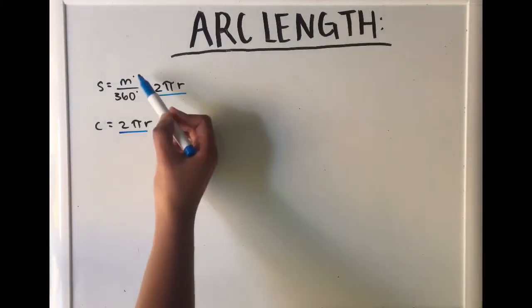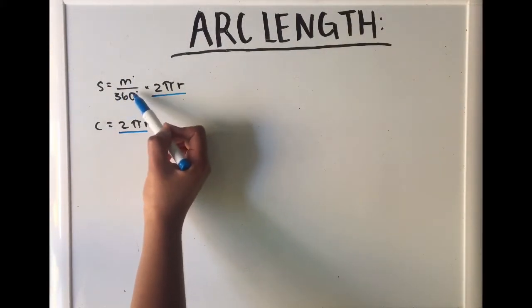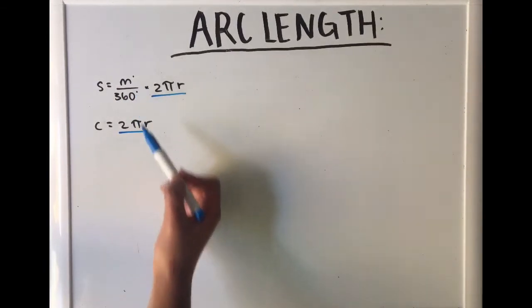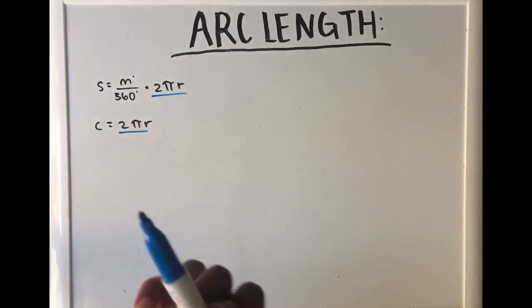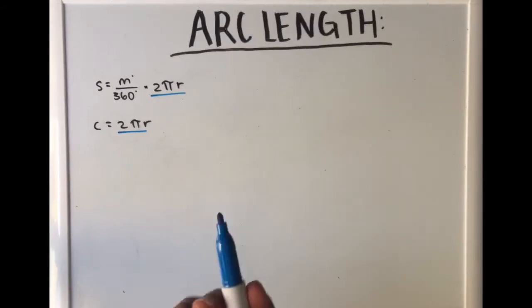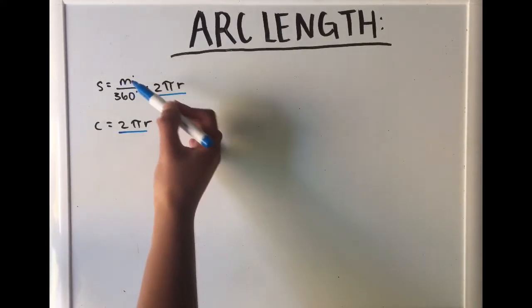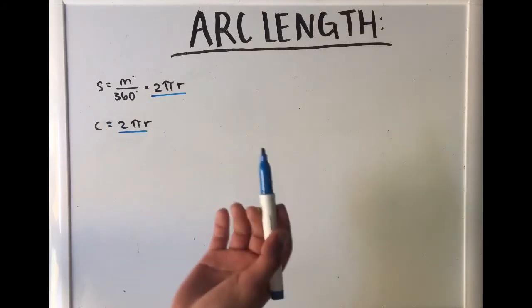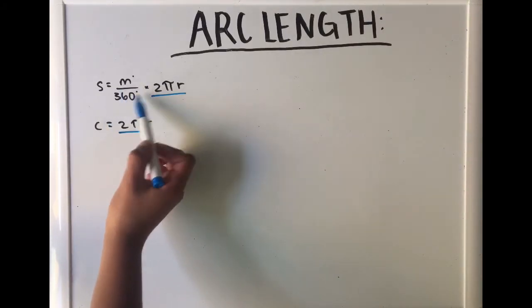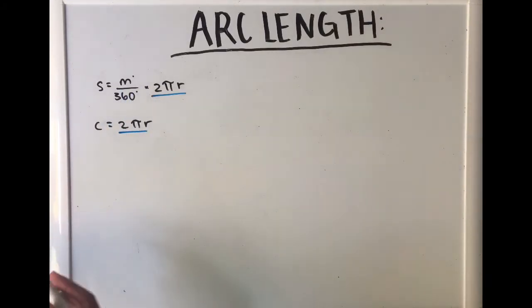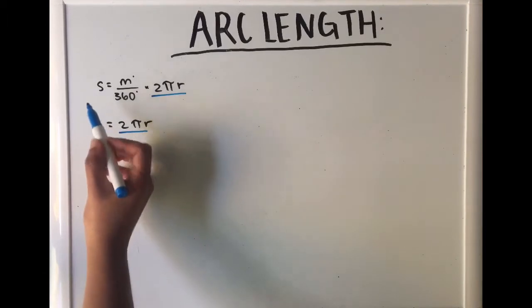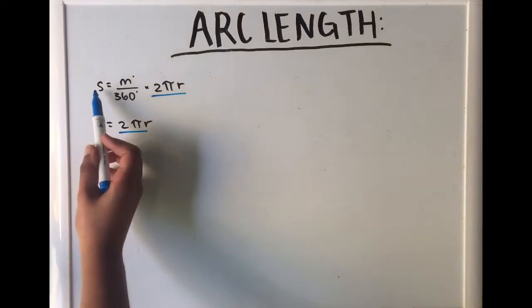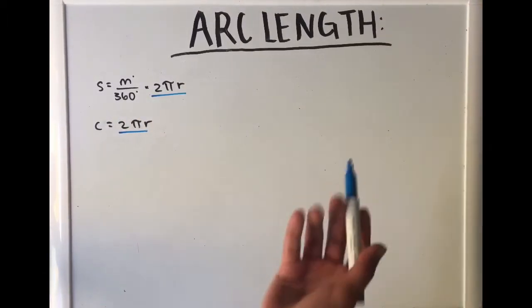And then we have m in degrees over 360 degrees. M would represent the measure of the angle that we're told to find the arc length of, or it could even represent just the angle that we're given. And then all of this is over 360 degrees, which is the measure of the whole circle. Okay? And S would be representing the length of the arc, and R is the radius.